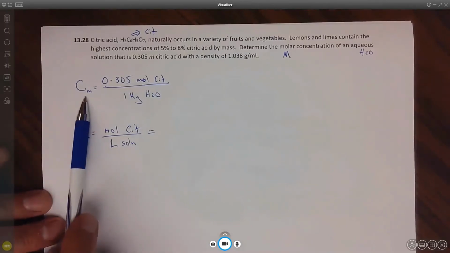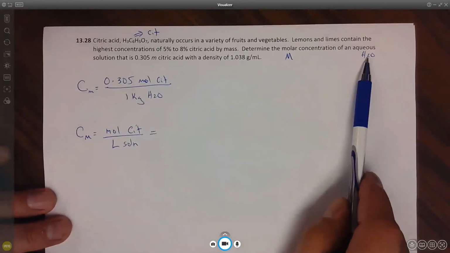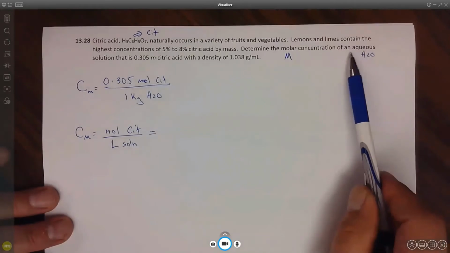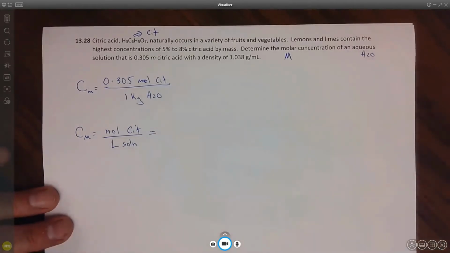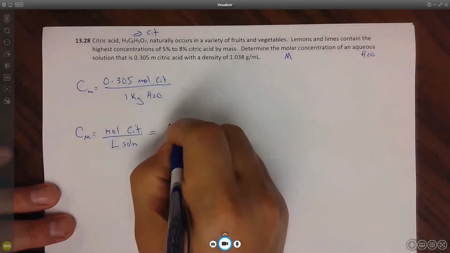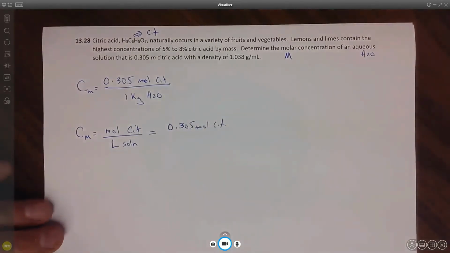Here it is written out. Oh, citric acid is the solvent. So the citric acid is the solvent, right? That's our solute. Water is our solvent. Okay, so what is aqueous? So would the 0.305 be the mole? Yeah, right. It's just 0.0305 moles of citric acid. Okay.